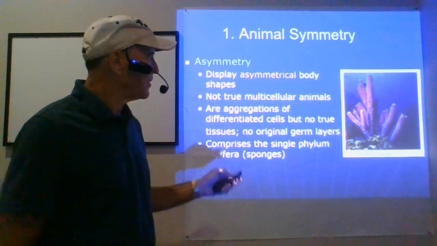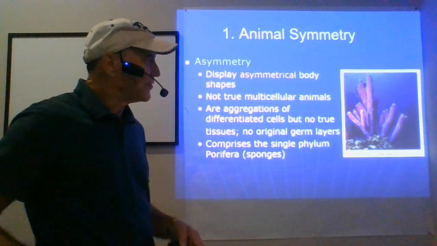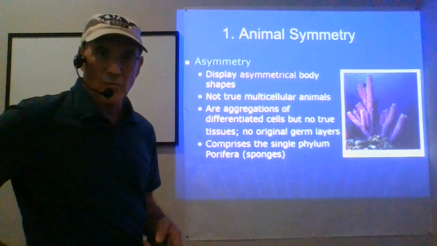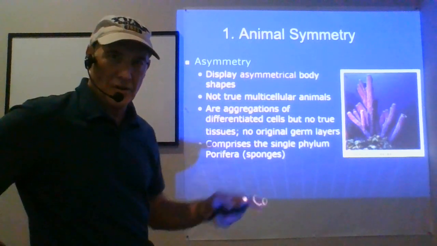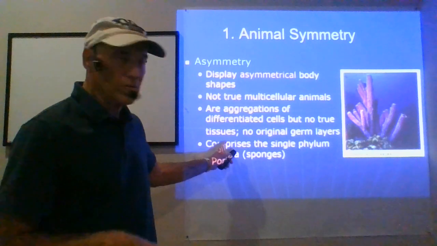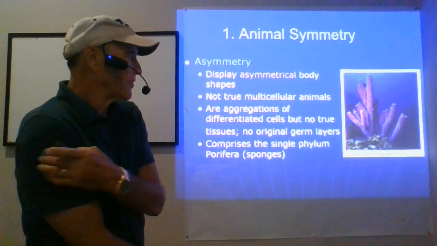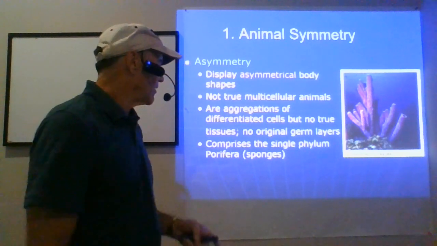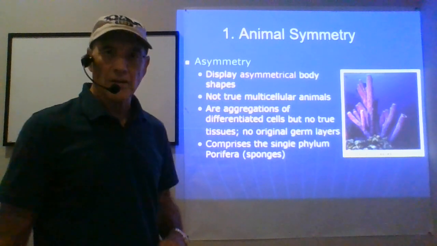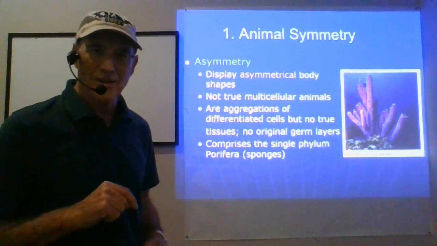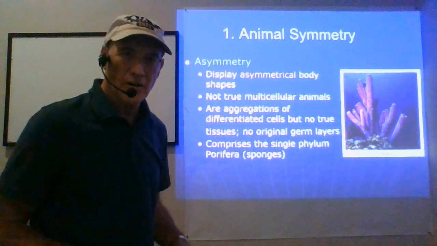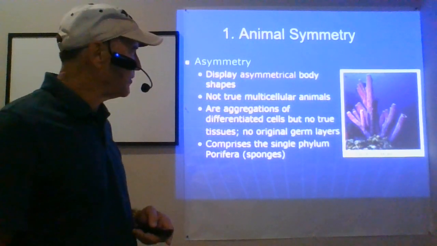Not true multicellular animals. They're the simple, we call them a colony, a simple multicellular organism or a colony. They are aggregations of different cells, but no true tissues, no original germ layers. We haven't got to that yet. And it's just the one phylum, the sponges, the phylum Porifera, like pores. They have little pores in them, right? Sponges have little pores in their wall. Porifera. They're asymmetrical.